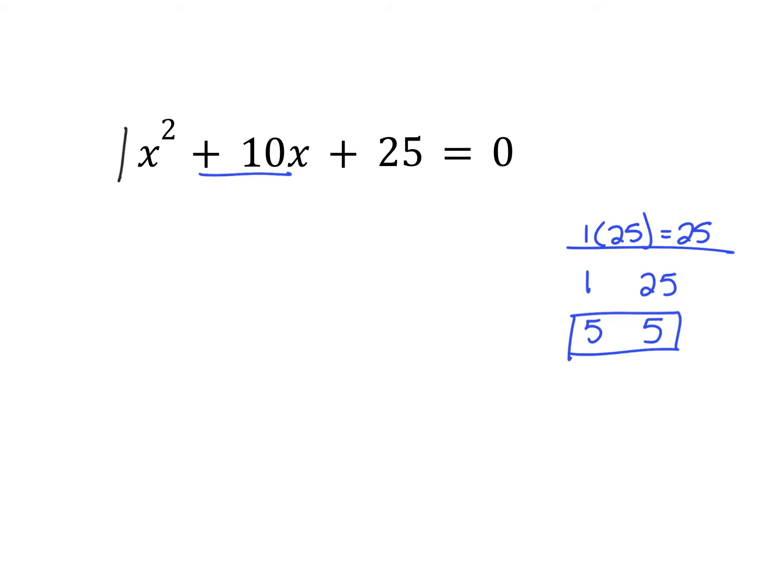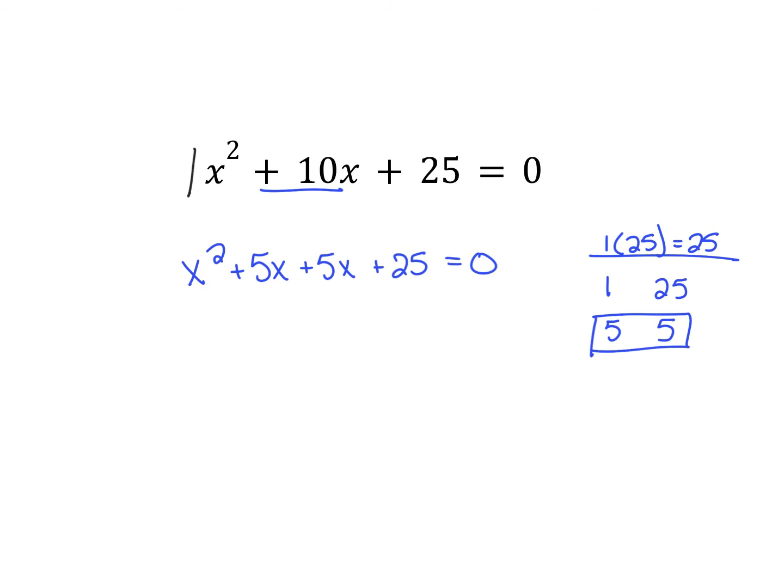So we're going to go ahead and rewrite that. x squared plus 5x plus 5x plus 25 will equal 0. And let's go ahead and group. In that first group, I'm looking for a GCF, or greatest common factor. What does x squared and 5x have in common? It's an x. So I'm going to divide both of those by x. And x squared divided by x is x. 5x divided by x is 5.